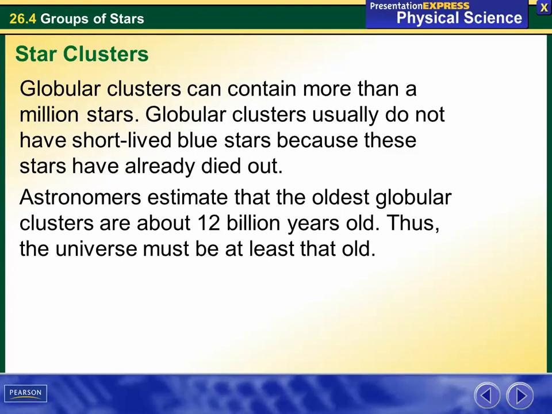And astronomers estimate that the oldest globular clusters are about 12 billion years old. Billion with a B. Thus, the universe must be at least that old. So there are some globular clusters that probably have those smaller red stars, not burning as hotly, but they're going to last for much longer, forming these globular clusters.